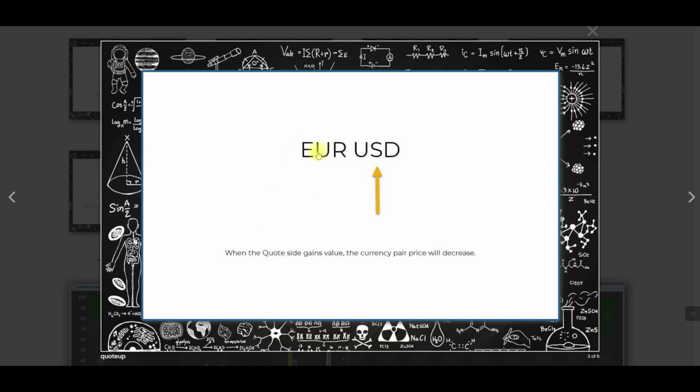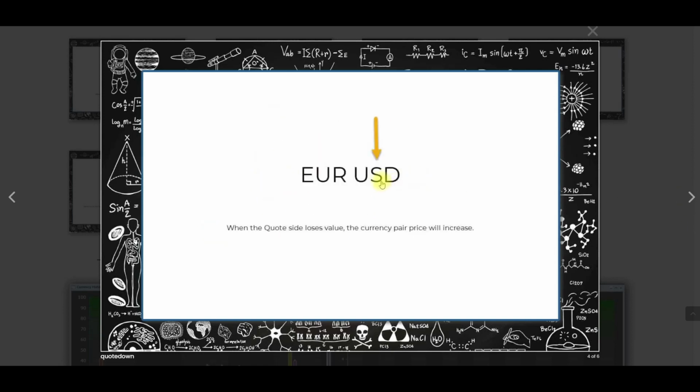Think of a teeter-totter, right? A little line going across here. If the quote side is going up, it's pushing down on the left side, so it's sending that currency pair down. If the quote side is actually losing value or going down, it sends the currency pair up. So once you start to understand the relationship between the base and the quote and how it moves the currency pair around, the BVQ matrix will start to make a little more sense. I'll explain that in just a second.